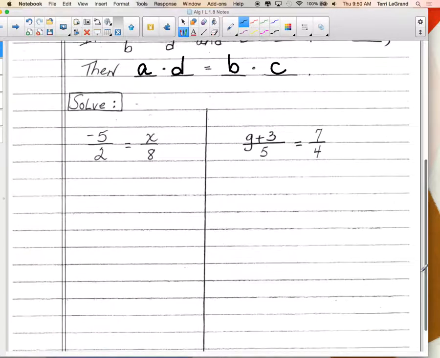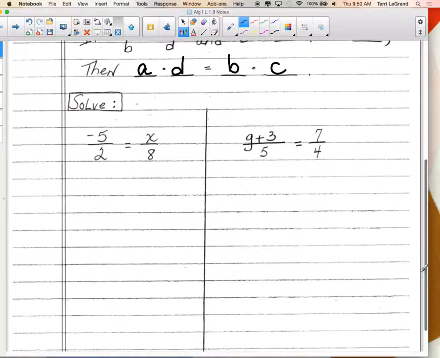Okay, well I believe last year as 8th graders, you probably did not use cross products to solve proportions, am I right? Okay, what did you do? What did you do, Deb? We would have divided 8 by 2 to figure out what 2 times something.